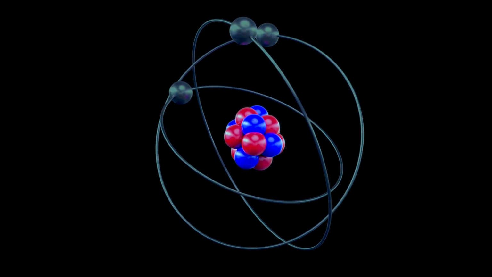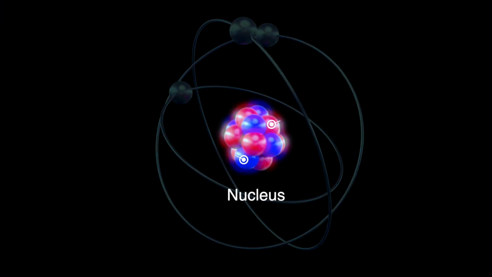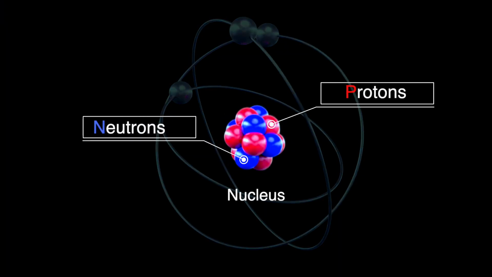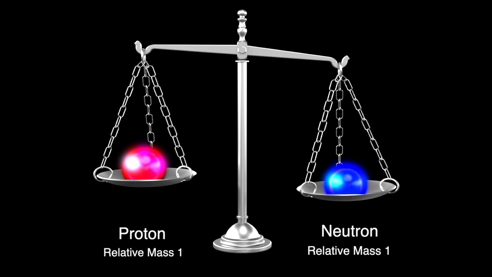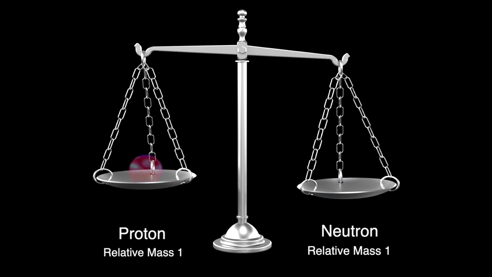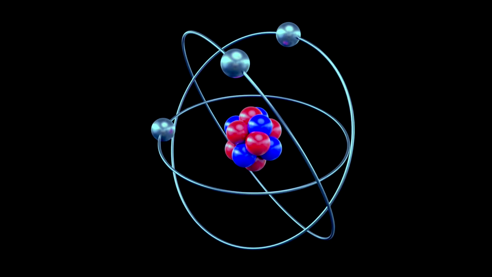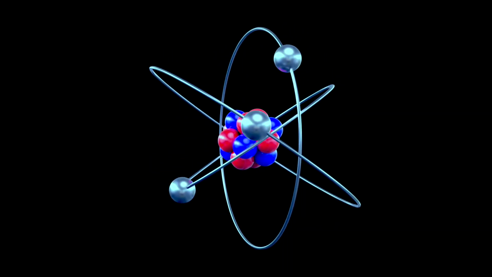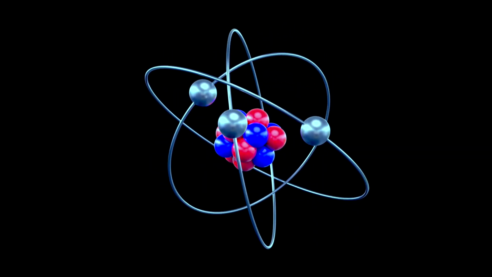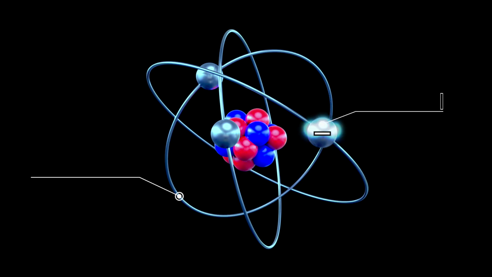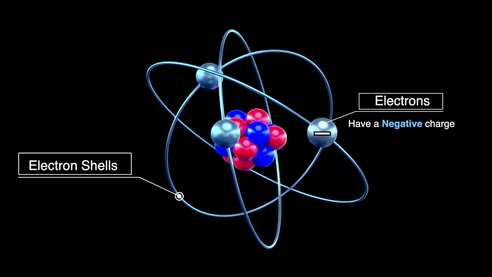At the center is the nucleus, which contains protons and neutrons. Protons have a positive charge, while neutrons are neutral, carrying no charge. Protons and neutrons are almost identical in mass, but they're much heavier than the third particle, the electron, which we will look at next. Surrounding the nucleus are electrons, tiny particles that carry a negative charge. Electrons move around the nucleus in regions called electron shells.